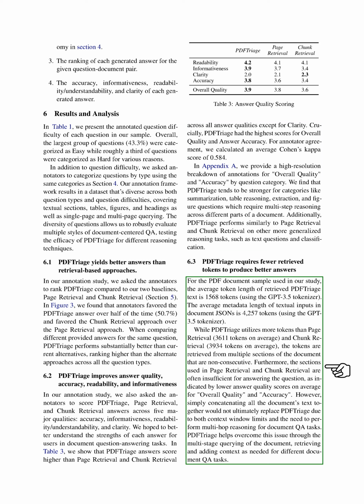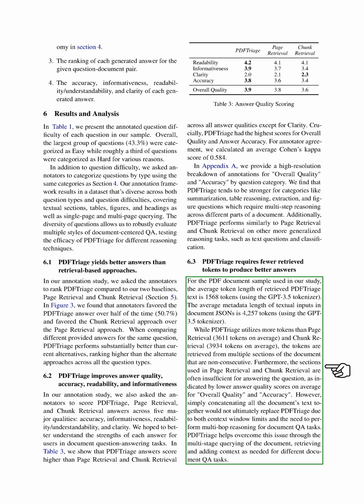For the PDF document sample used in our study, the average token length of retrieved PDF triage text is 1568 tokens, using the GPT 3.5 tokenizer. The average metadata length of textual inputs in document JSONs is 4,257 tokens, using the GPT 3.5 tokenizer.